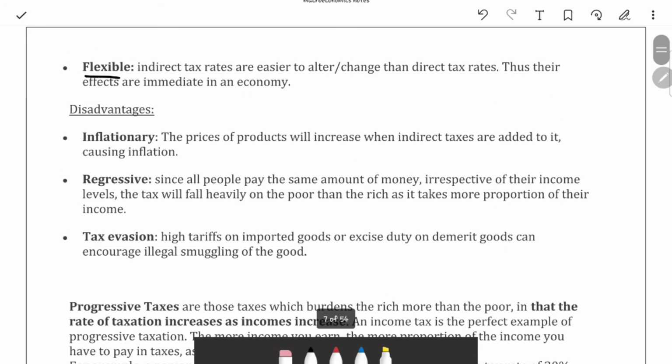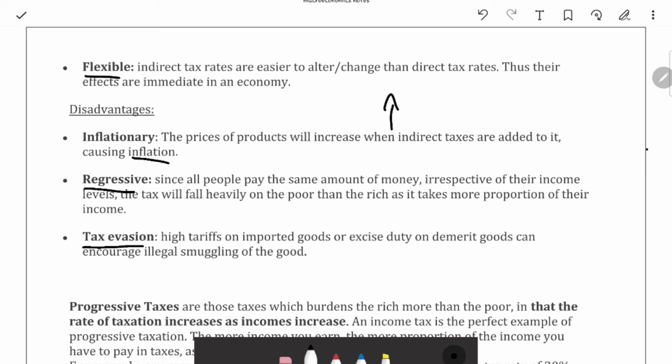With the disadvantages, we have inflation. When the prices of products increase, the indirect taxes are added on top of it, meaning that the price of the entire good is so high that inflation can occur. Now we have regressive tax. It's regressive, meaning that irrespective of their income, the tax will fall heavily on the poor because it's the same. If you have a lower income and you buy bread, for example, the tax is so high for bread that for you there's a lot of hardship. You won't be able to afford it because when you're poor, you don't have enough income.